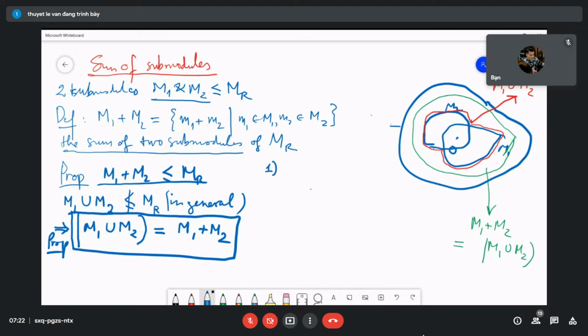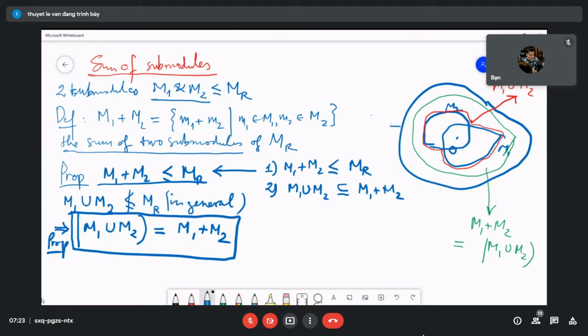The first step, you prove that M1 plus M2 is a submodule of MR. That is already done here. The first step is already done, okay? The second, you prove that M1 union with M2 is a subset of M1 plus M2. Okay, I will prove it.